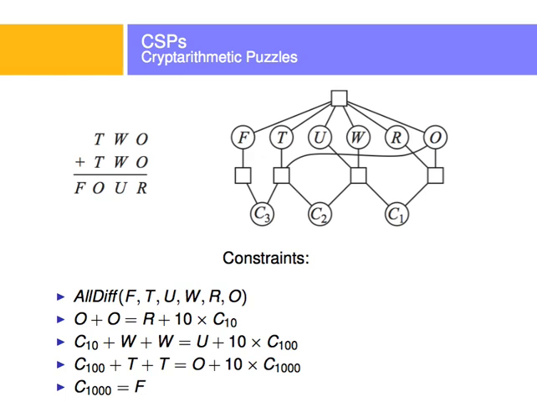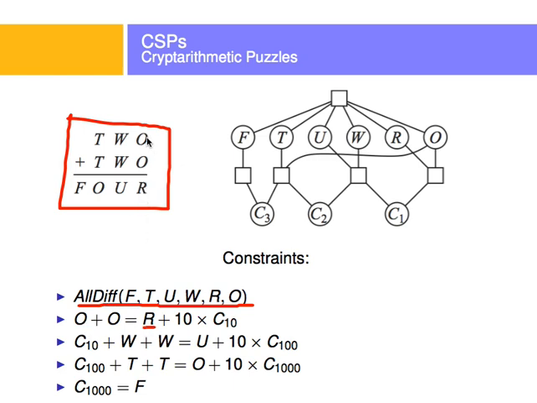Now there are other kinds of puzzles. Usually they're called cryptarithmetic puzzles, where the problem is like this. So they say 2 plus 2 is 4, and all these letters stand for a number. One can think of the constraints as follows. F, T, U, W, R, O, they're all different. All the unique letters here are all different numbers. And then also we know that O plus O is R.